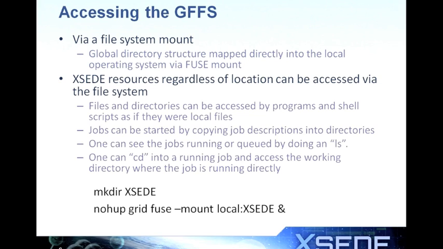Similarly, we can start jobs by copying job description files into directories that represent compute resources. A running job is also a directory, so we can CD, so to speak, into a running job, and there's a file called status, which we can cat out to see what the job is up to. There's a subdirectory in the job directory called the working directory, and if I CD into that, I'm actually in the session directory of the running job, wherever it happens to be, and I can copy files in and out, or I can cat files to see what's going on. And I don't need to know where any of this stuff is.